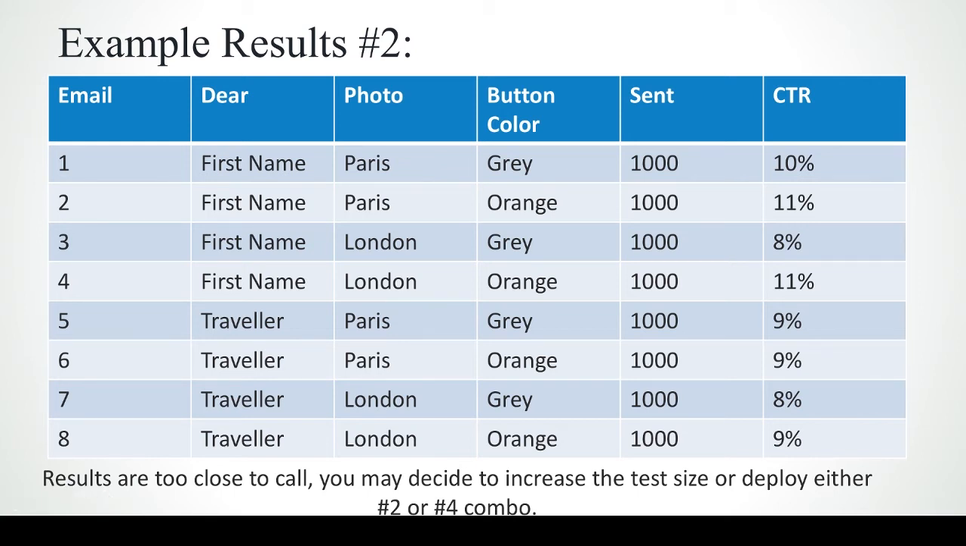You can either increase your testing size, so you increase the number of sends you have, and only deploy it to number 2 and number 4 to really test what the difference is. Or you may decide, well, it's too close to call, I'll just go with my gut feeling and go with Paris, let's say. So this is kind of how multivariate would work on a fully factorial basis.